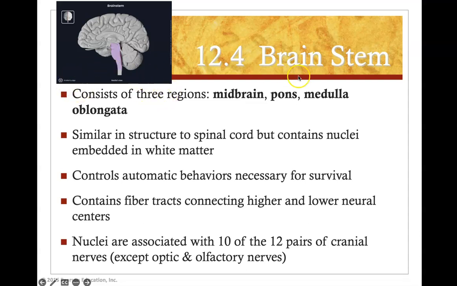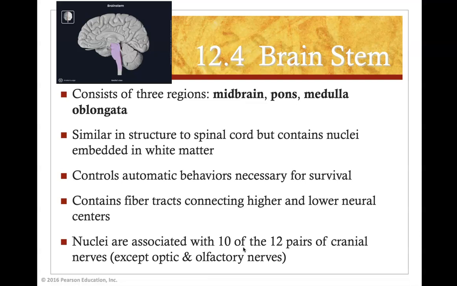And it'll also contain fiber tracts that are connecting the higher and lower neural centers, right? Which makes sense. I mean, things have to get from the spinal cord to the brain. So they're going to have to go through the brainstem. So it's also going to have a lot of these sensory and motor tracts, right, that are going to and from the spinal cord. And then we will have nuclei in there as well.